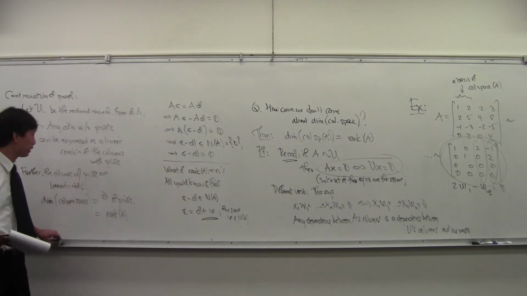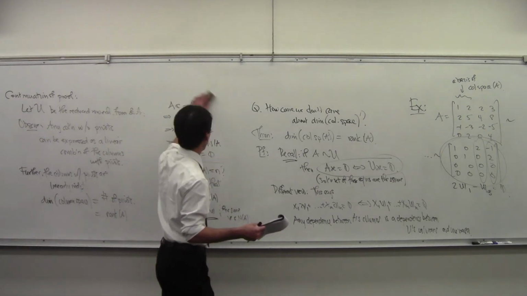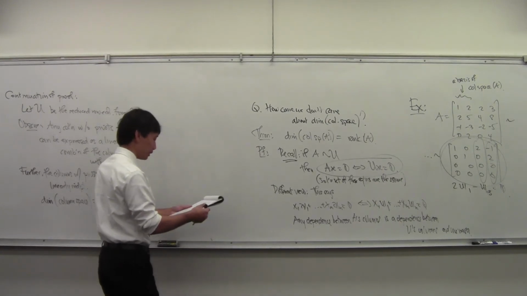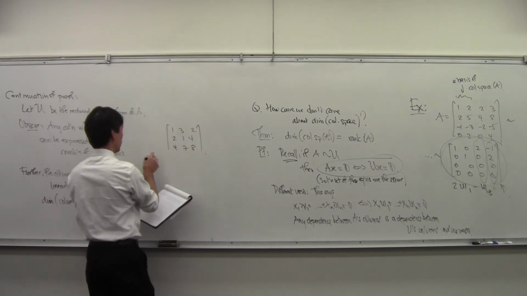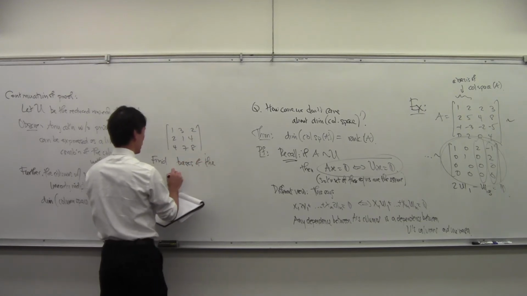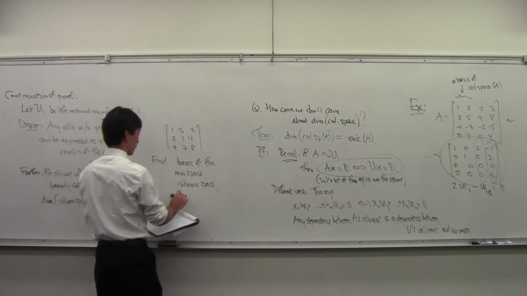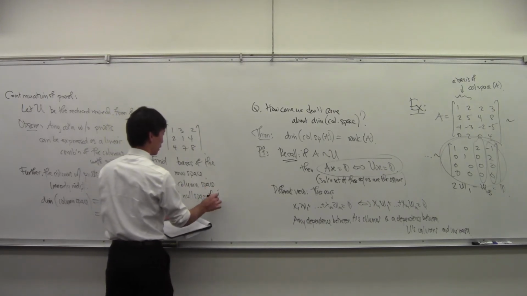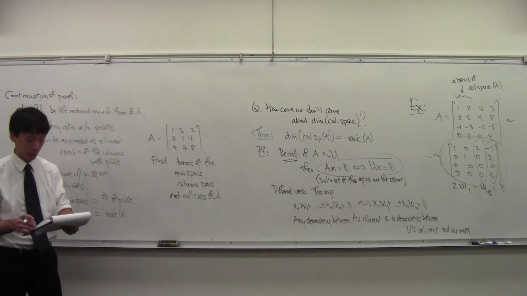Is that clear? Okay, let me have you do an exercise, just for practice. Here's a 3x3: 1, 3, 2, 2, 1, 4, 4, 7, 8. I want you to find bases of the row space, column space, and null space. So take this matrix and do everything we've been talking about in this class to it.